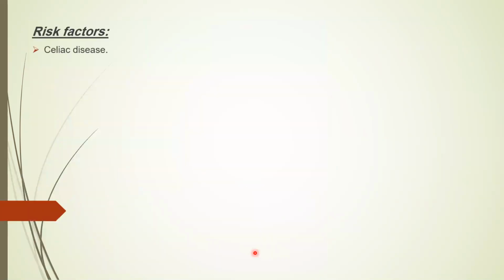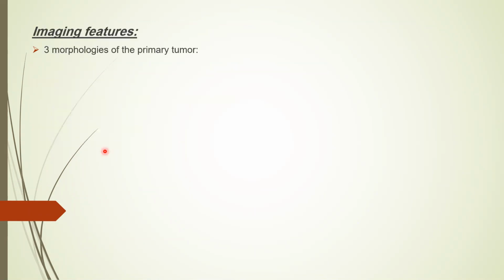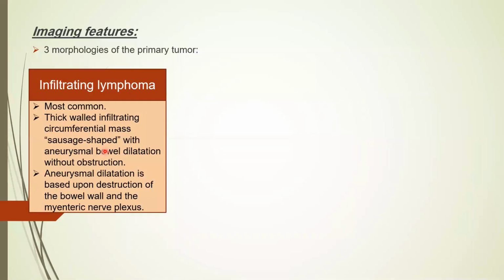Now the lymphoma. The risk factors are as listed: celiac disease, Crohn's, SLE, immunocompromised state, history of chemotherapy, and intestinal lymphoma. The imaging features: the most common morphology of primary tumor is the infiltrative lymphoma. It is the most common. It presents with a circumferential mass, sausage shape, with aneurysmal bowel dilatation, as I said earlier, without causing obstruction.